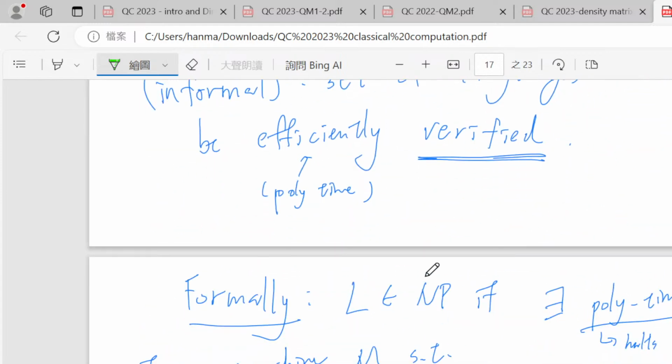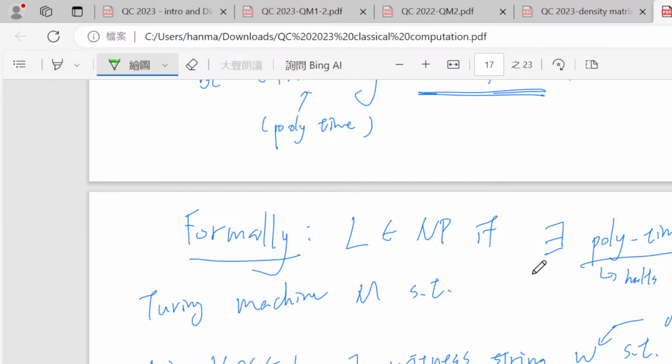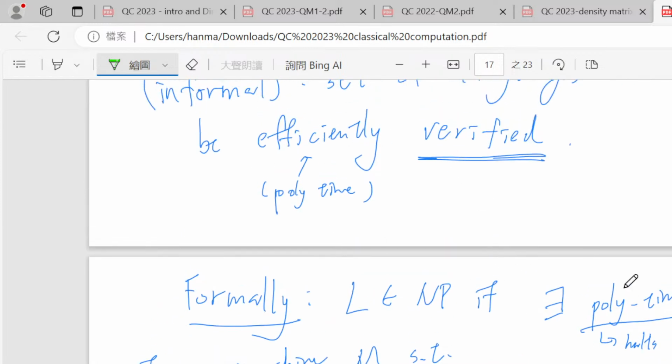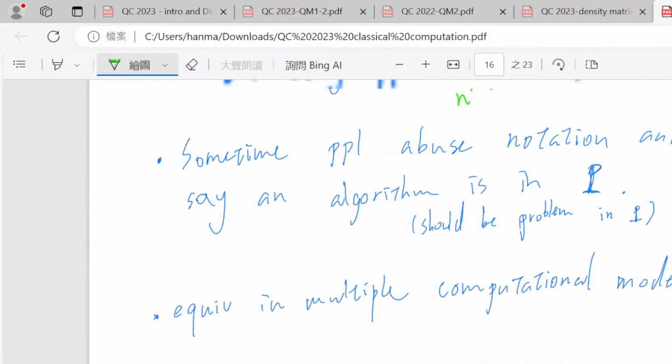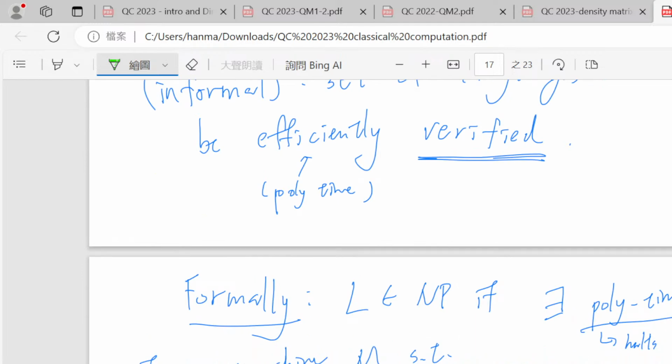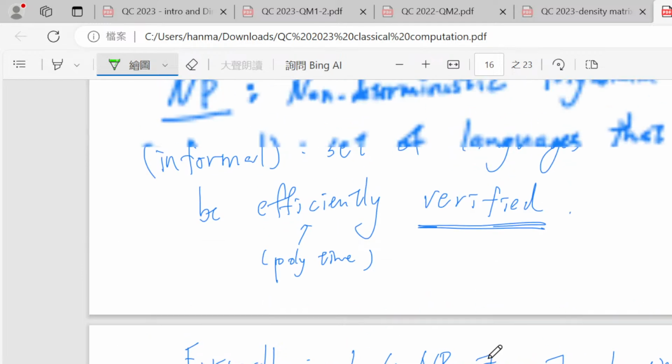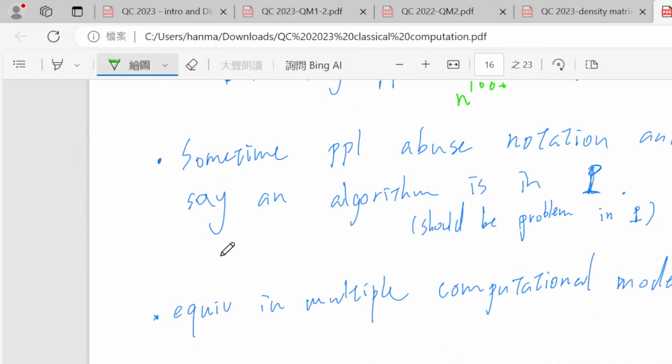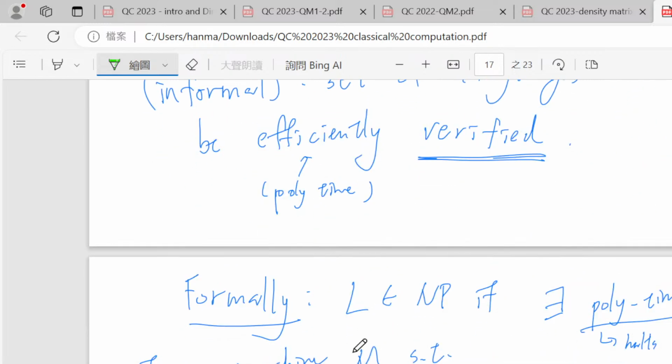Kind of. And formally, language L is in NP if there is a verifying algorithm, so there is a polynomial time Turing machine. It can be a polynomial time Turing machine, but really, as we said, polynomial time is equivalent in multiple computational models. So really, the circuit model and the Turing machine are not too different, but it's easier to write the definition in Turing machine. Anyway, back to NP.